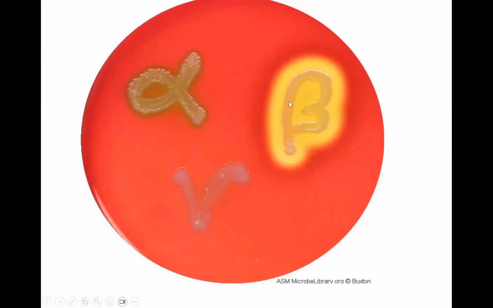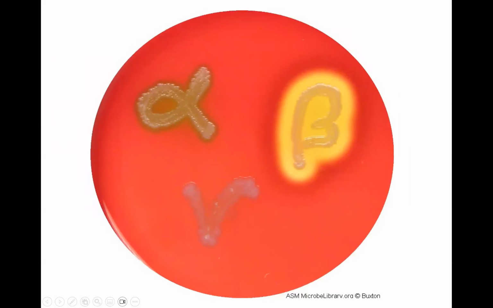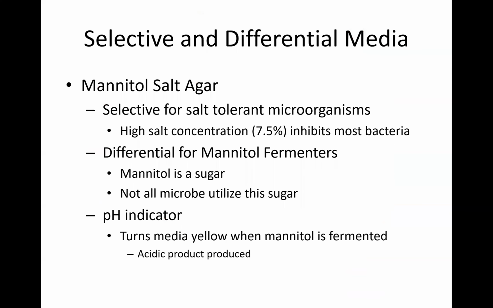And that's what we can see on this picture here. We can see those differences between alpha, beta, and gamma. So again, you may see like a greenish hue. You can see that sort of like clear coloring, that there's really no difference to the actual media. And then again, we can see that halo or that complete lysis happening between alpha, beta, and gamma. All right, and again, some media will be both. It will be selective and differential.